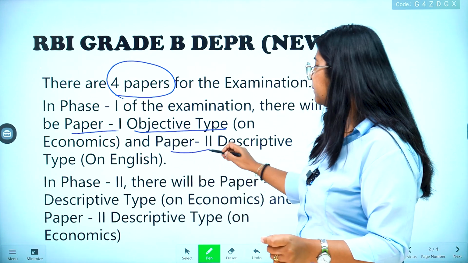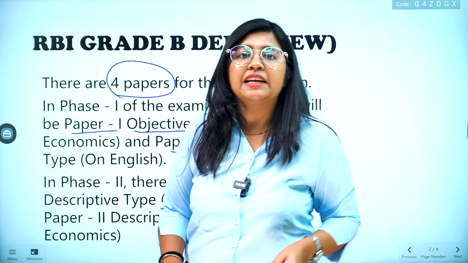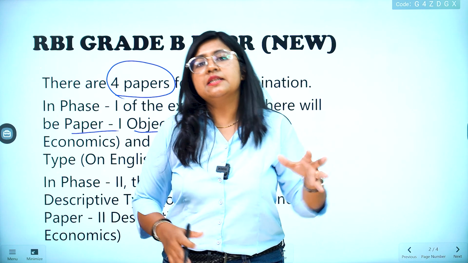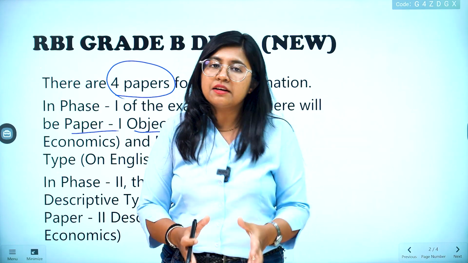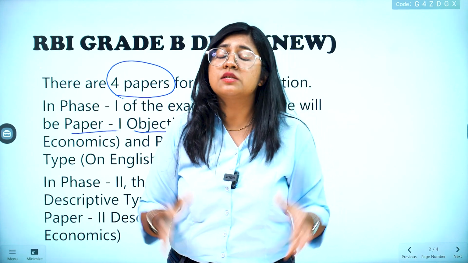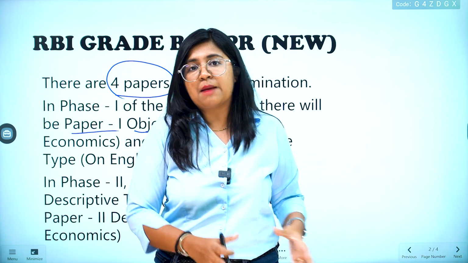So that will be your objective type paper. The second paper will be a descriptive type paper, which will be of English. English is a very, very important aspect. Since the last couple of years, we have been telling our students and candidates aspiring for RBI Grade B DEPR that English holds a very prominent role in this examination.